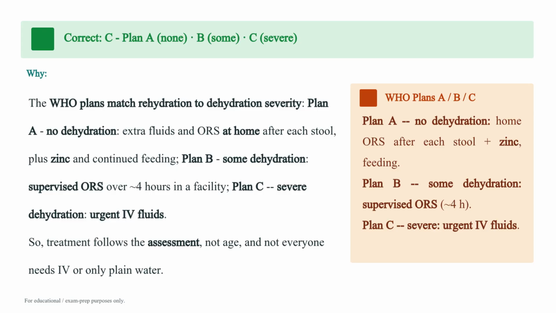The answer is C. Plan A for no dehydration, Plan B for some, and Plan C for severe. The WHO plans match rehydration to severity. Plan A, no dehydration, means extra fluids and ORS at home after each stool, plus zinc and continued feeding. Plan B, some dehydration, means supervised ORS over about 4 hours in a facility. And Plan C, severe dehydration, means urgent IV fluids. So, treatment follows the assessment, not age, and not everyone needs IV or only plain water.